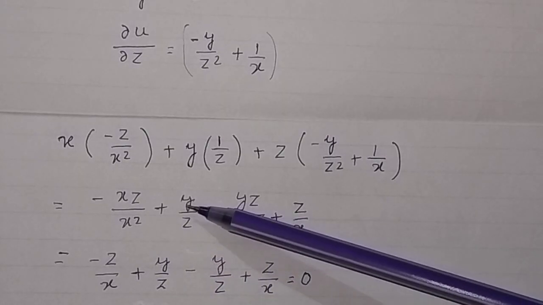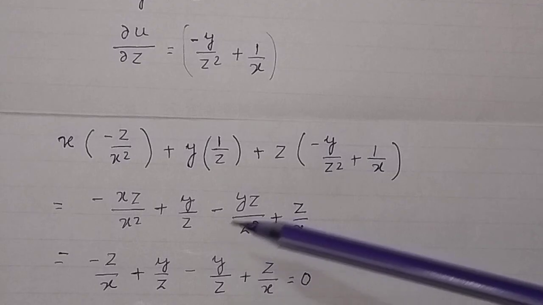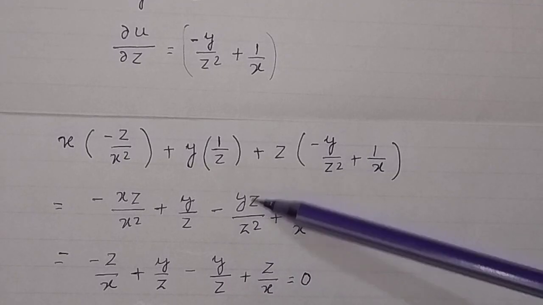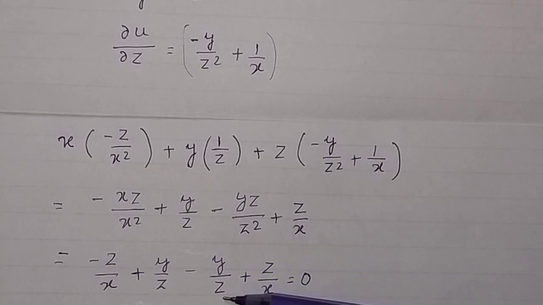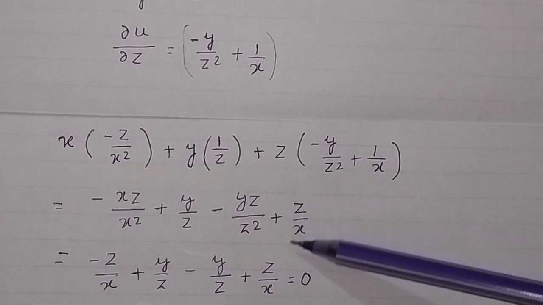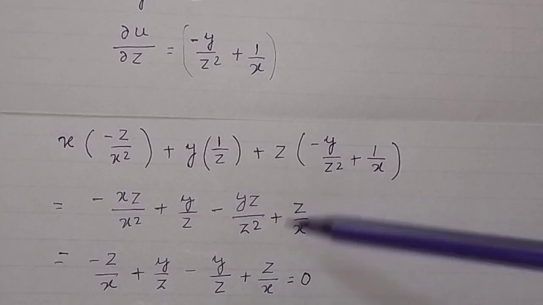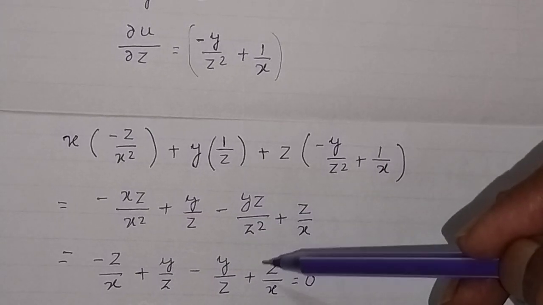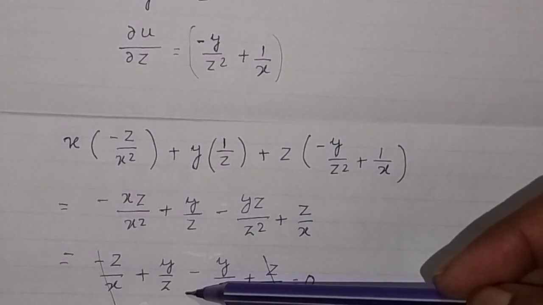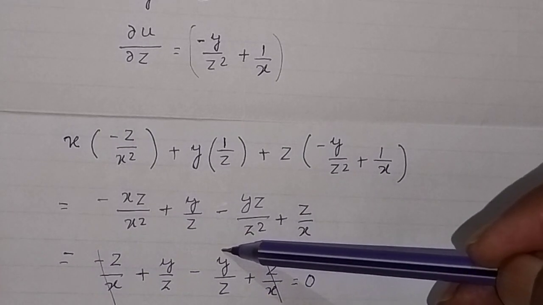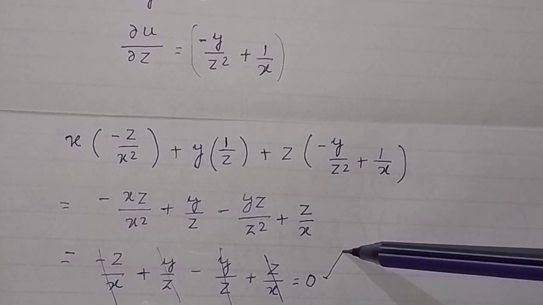And what will be the second term? y divided by z. The third term, where z cancels, will be minus y divided by z. And the fourth term is z by x. So minus z by x and plus z by x cancel, and y by z and minus y by z, these two terms also cancel. So the answer will be equal to 0.